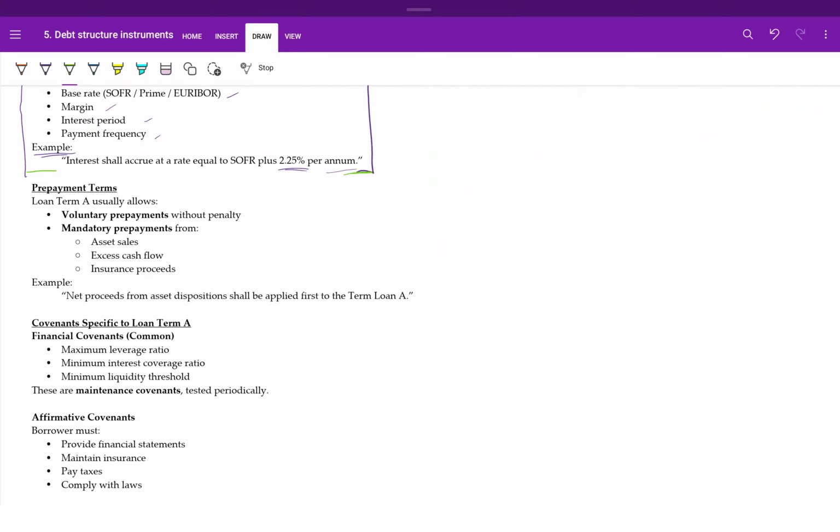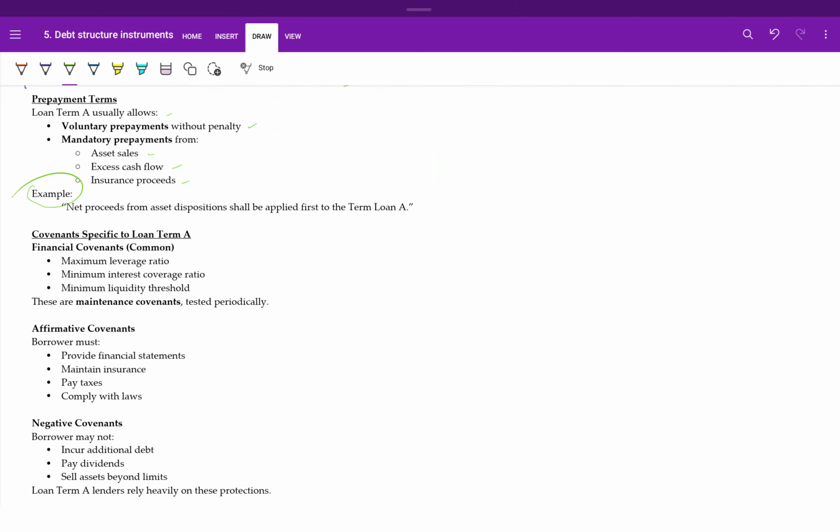When we talk about the prepayment terms, loan term A usually allows voluntary prepayment without penalty, and mandatory prepayments from defined sources, including asset sales, excess cash flow, or insurance proceeds. An example of a prepayment clause in a loan contract is: the net proceeds from asset dispositions shall be applied first to term loan A.